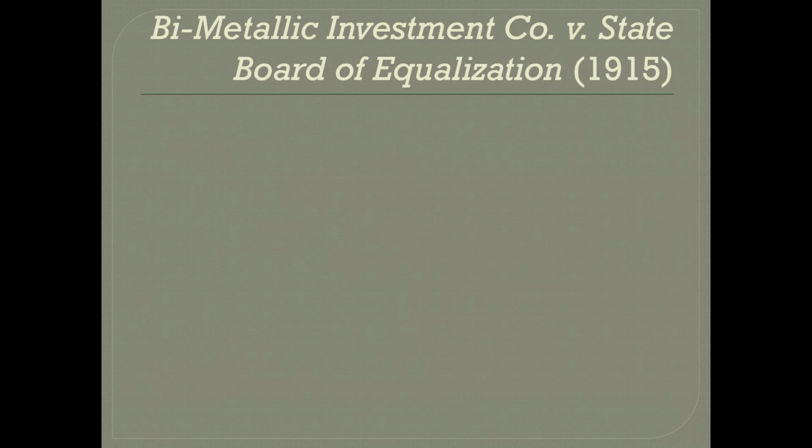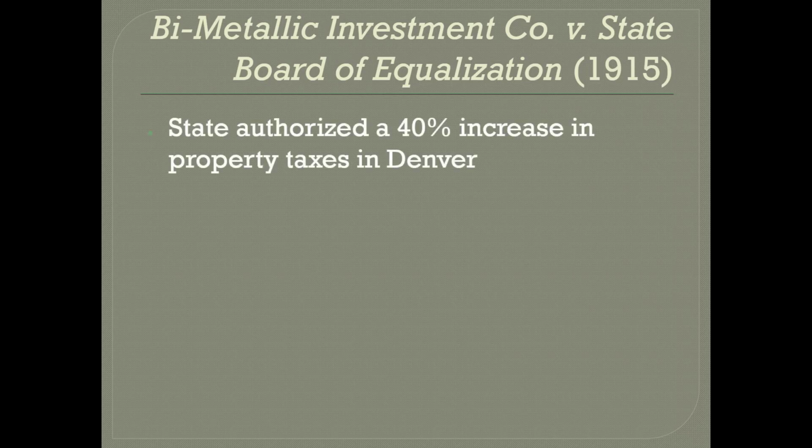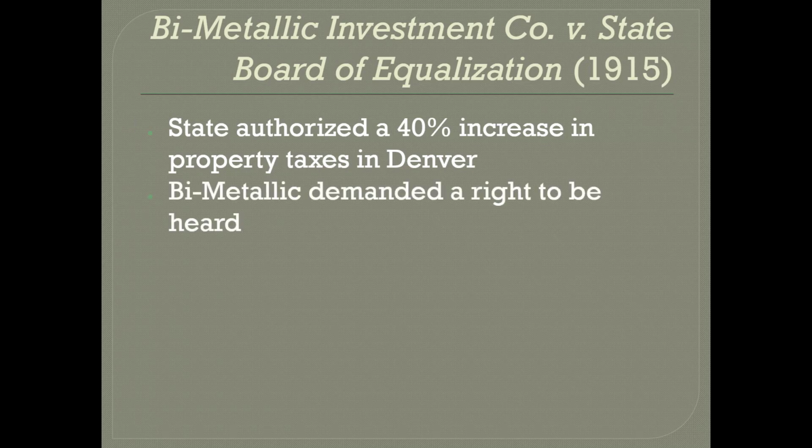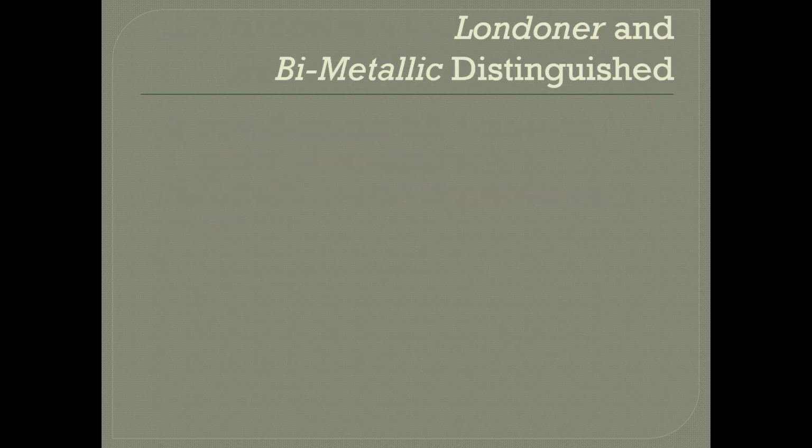The next case, and we're going to compare these two cases, but the other case that the court heard on this issue was in 1915, Bimetallic Investment Company v. State Board of Equalization. In this case, once again, there's a property tax increase in the city of Denver, but this time it was simply a 40% increase across the board. So you did not have individual assessments. Everybody's property taxes were increased by 40%. The Bimetallic Investment Company once again objected to this increase, and they demanded a right to be heard, and Denver said no. So what's the difference between these two cases?